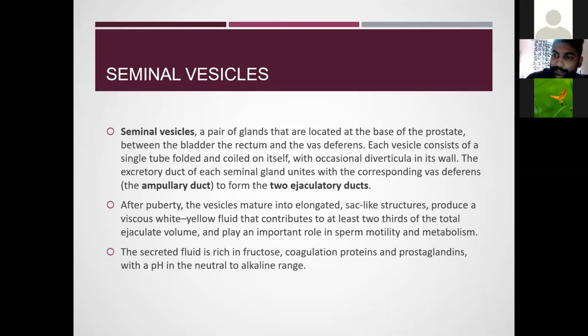The prostaglandin reduces the female immune response to the sperm. The pH neutralizes the acidity of the male urethra and the acidic nature of the female reproductive tract.